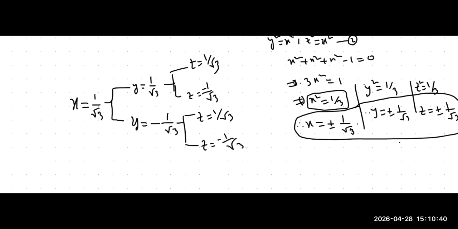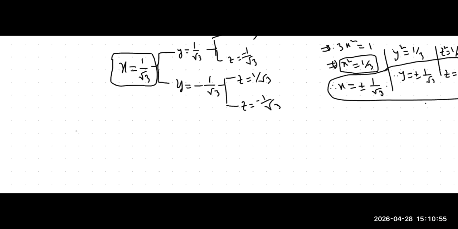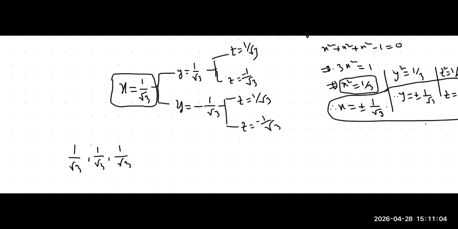So from one x quantity, which is 1 over root 3, we ultimately get a total of 4 combinations. What kind of combinations? So x value 1 over root 3, y value 1 over root 3, z value 1 over root 3. That is the path we considered. So this is the first point. Second point, x value 1 over root 3, y value again 1 over root 3, but z value changed, z value is minus 1 divided by root 3. Second point.